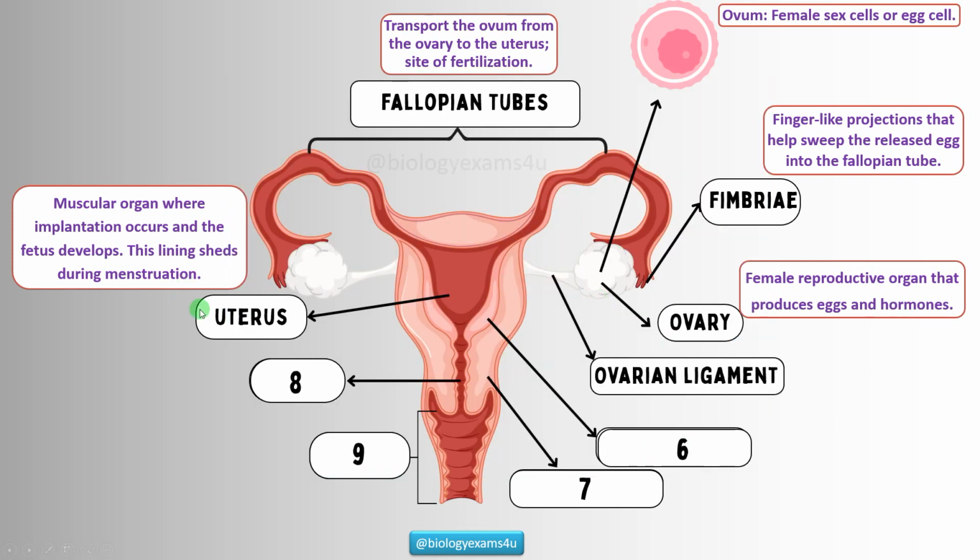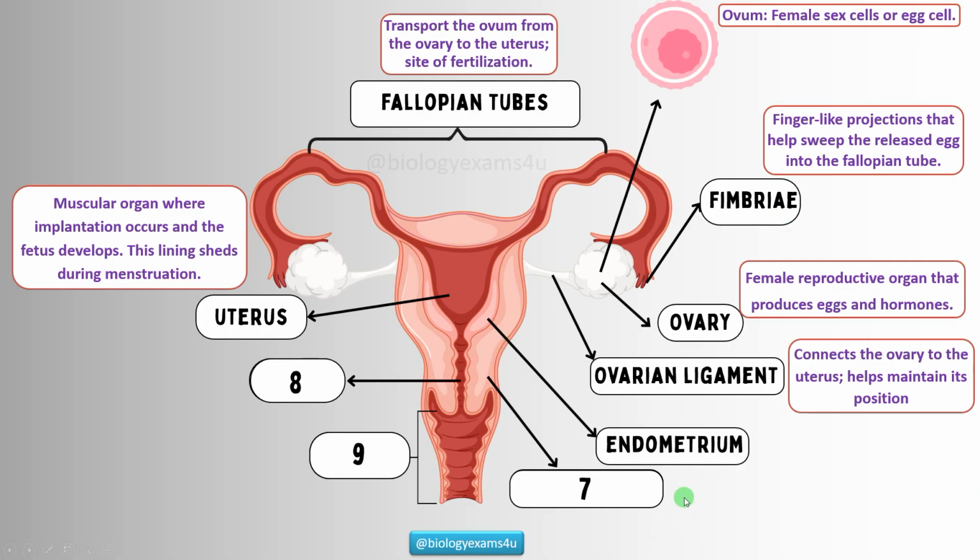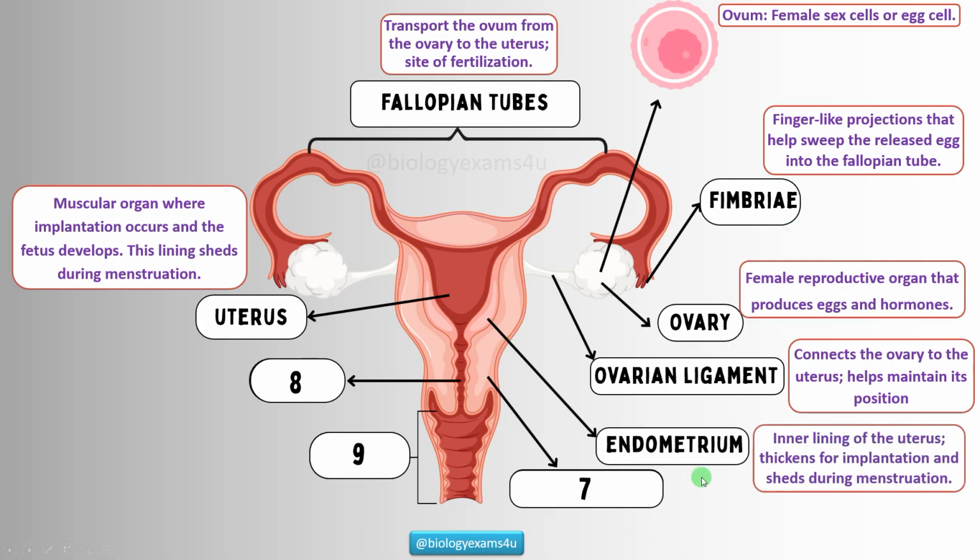The next structure is the ovarian ligament, which is a connection between ovary and the uterus. It helps maintaining its position. Then there is endometrium, which is the inner lining of the uterus. It thickens for implantation and sheds during menstruation. That is actually regulated by hormones like estrogen and progesterone.